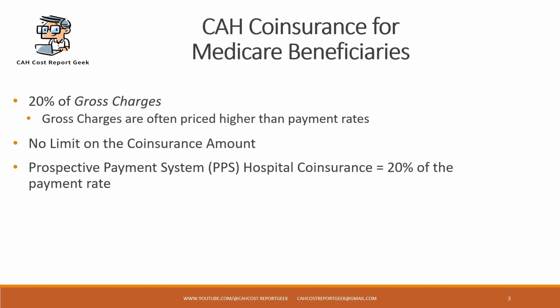Next, we will discuss coinsurance of CAH Medicare beneficiaries. The coinsurance amount is equal to 20% of gross charges billed to Medicare. Please note that gross charges are often priced higher than expected payment rates. There is currently no limit on the coinsurance amount for CAHs. Conversely, the prospective payment system limits hospital coinsurance to 20% of the Medicare payment rate.